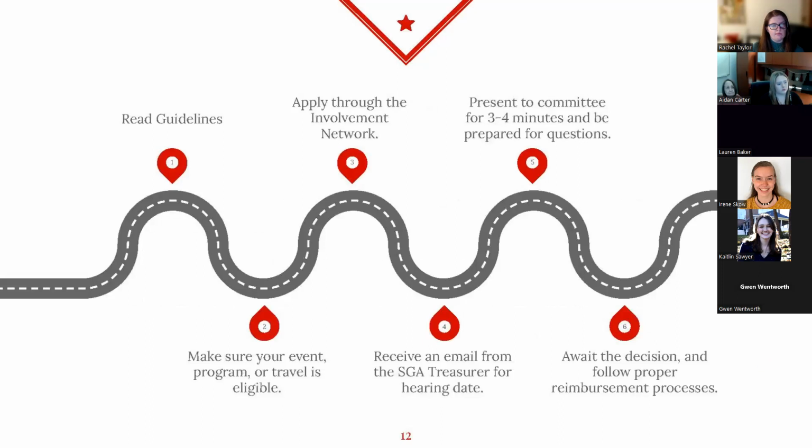So again, this is just an overview, a roadmap of how it works. Make sure to read the guidelines because there are a couple very specific things that we can't fund. And then make sure your event, program, or travel is eligible, and that would just be done by reading the guidelines and making sure they match up. Then you would submit your application through the Involvement Network, and you would receive an email from Gabby for your hearing date, and respond to that and confirm that you will be able to be present.